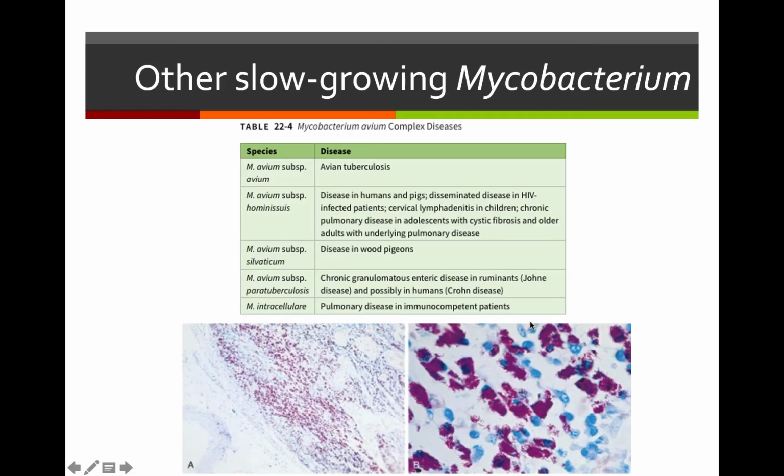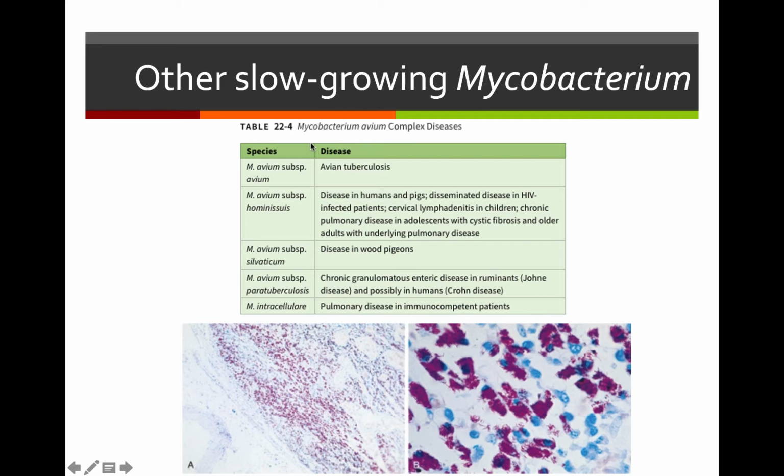There are other slow-growing Mycobacterium that cause disease, but for the most part, we don't see these diseases in our patients unless our patients are immune compromised. So the bacteria are grouped into what's called the Mycobacterium avium complex, or MAC complex. The MAC is the complex.